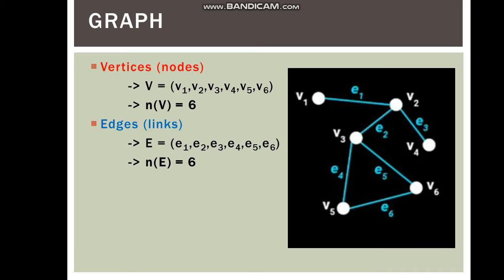So let's look at how to represent the vertices and edges. It is represented in set notation, V equal to the names of the vertices. So for example, in this graph, V equal to V1, V2, V3, V4, V5 and V6. So the number of vertices equal to 6. Edges equal to E1, E2, E3, E4, E5 and E6. And number of edges equal to 6.